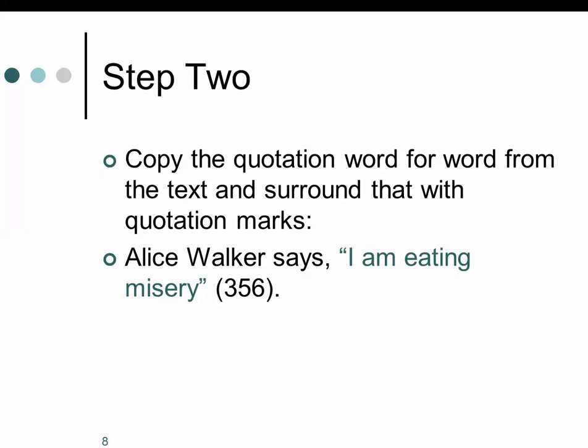So step 2 is after you make the signal phrase, you're going to copy the quotation word for word from the text and surround that with quotation marks. For example, Alice Walker. Once you give the credentials, you don't have to give it the second time. So we all know who Alice Walker is from earlier on in this presentation. Alice Walker says, and I quote, "I am eating misery," end quote.